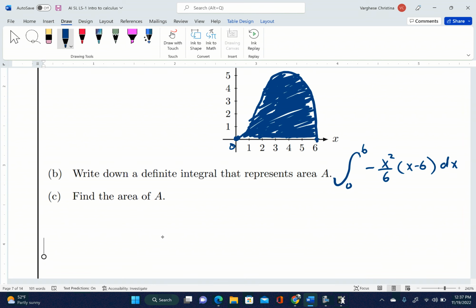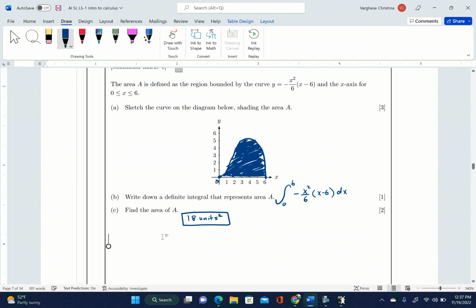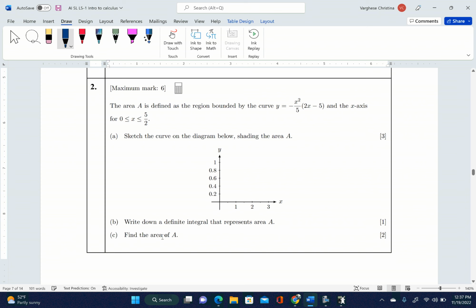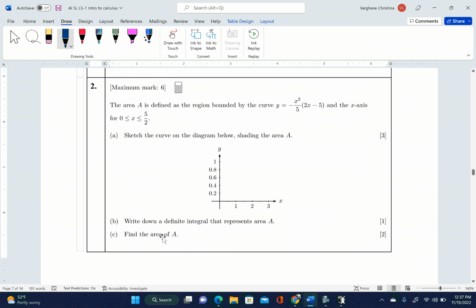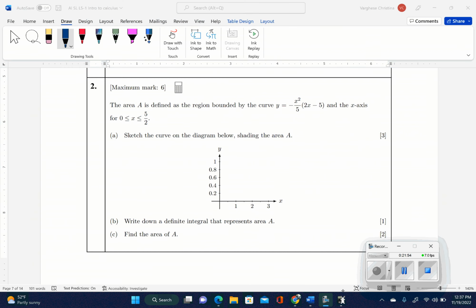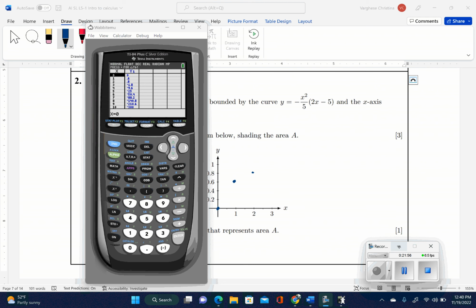So find the area of A. When I plugged it into the calculator, I got 18 square units. Right? So the calculator gave us that answer. Good. There's question number 1. Okay. Question number 2, very similar, right? Now we just have this function right here, and we are going to sketch that curve. So pause the video, go ahead and do this yourself, and come back to check your work.